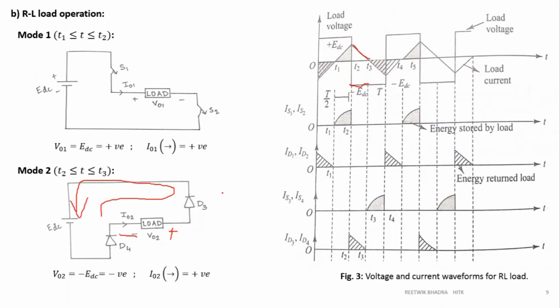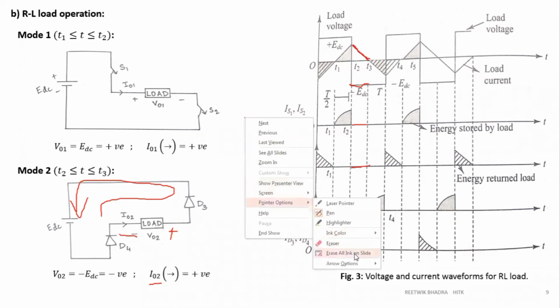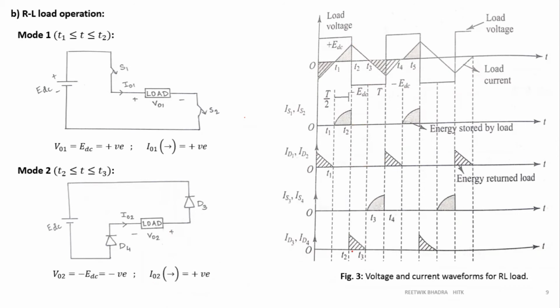Now which diodes are on? D3, D4. So IS1, S2 is 0, ID1, D2 is 0, IS3, S4 is 0. ID3, D4 is nothing but your load current I0. What is my load current? This one, which we have drawn over here. I hope everybody has understood how this graph is coming and how this operation is done.